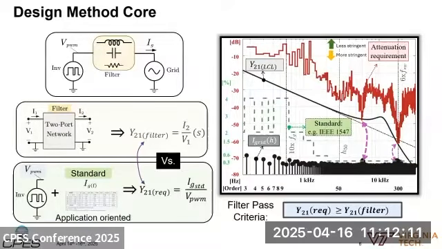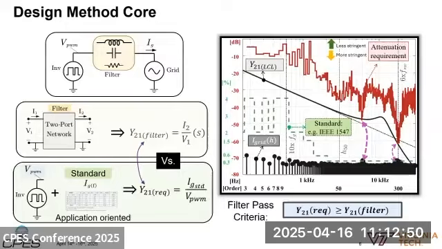The core of the method is to evaluate the filter transadmittance against the attenuation requirement, which has the converter operation and the standard requirements embedded in it. So the main goal is to obtain the curve on the right side, where the attenuation requirement is the red curve, and the filter, which could be an L filter, LCL, or any other filter topology, has to be always below the attenuation requirement, so you have the desired outcome.